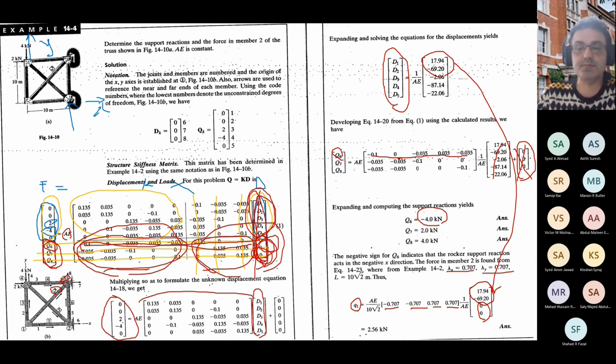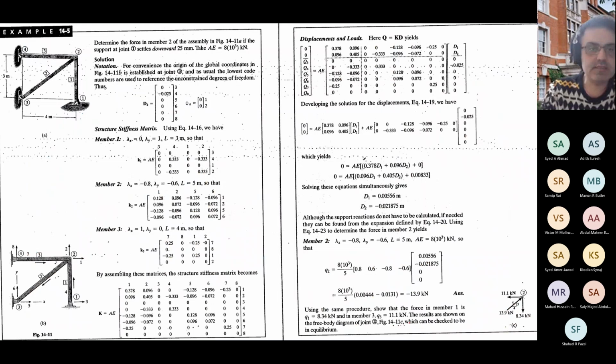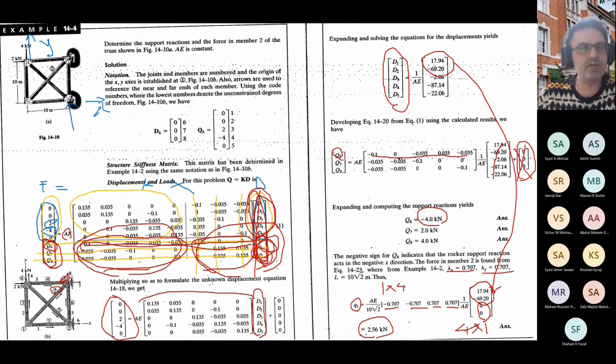So if you multiply this 1 by 4 vector by this vector, which is 4 by 1, the result will be a scalar number, which is 2.56 kilonewton. You can repeat it for every single element. We don't have the results for the other elements here, but you can repeat it for all the elements to get the internal forces for each element.